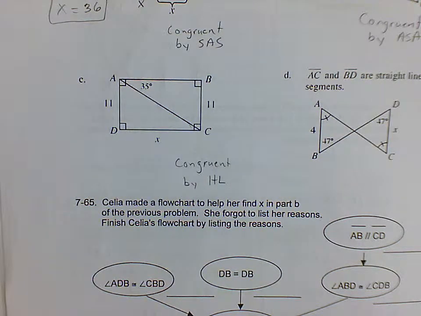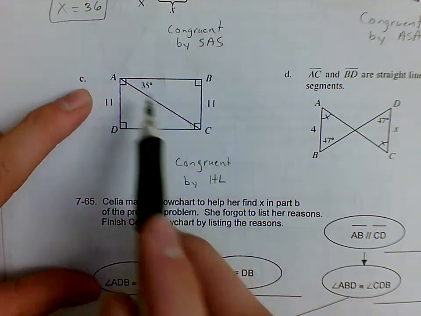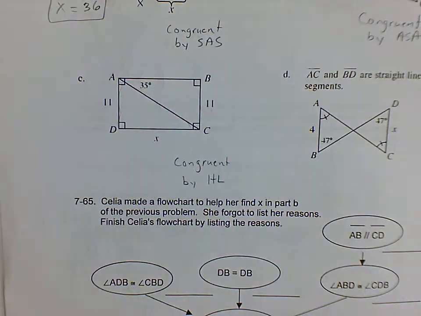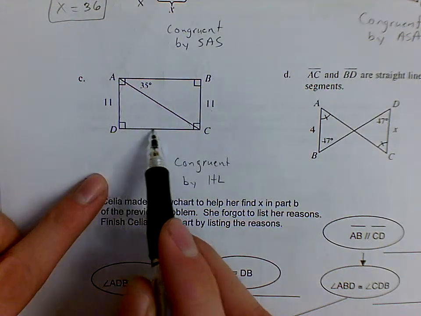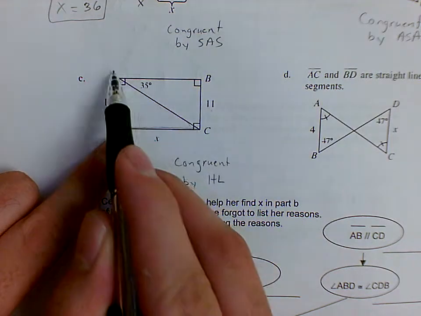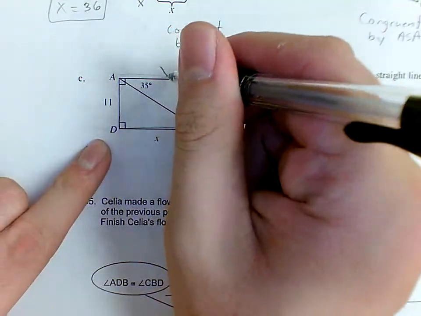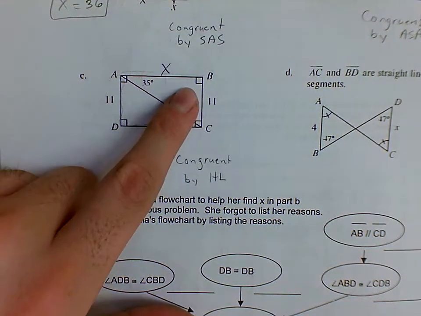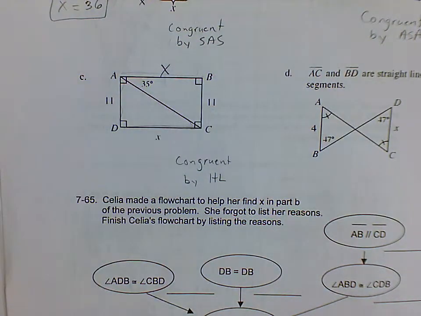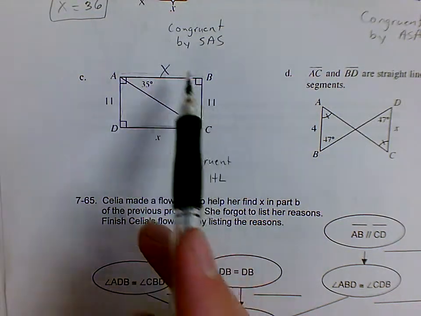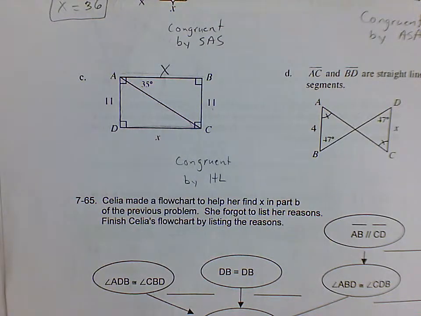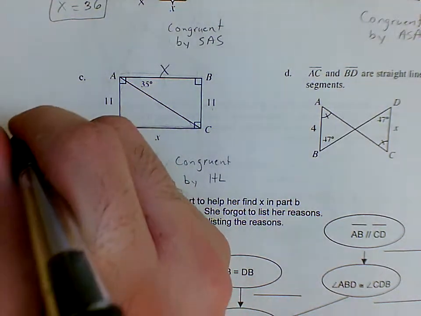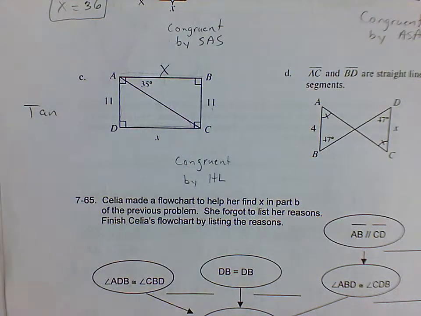And then the last thing we need is a leg, or a side of the triangle, to be congruent. And we've got this one is congruent, so AD is congruent to BC because they're both 11. So we do have congruent by HL. It also means that this one then, by CPCTC, is congruent to AB. So this is x. If I've got a right triangle, I'm missing a side and I only know one side, the easiest way to do this is going to be to use a trig function. What trig function is going to use one of these two sides? That'll be tangent.